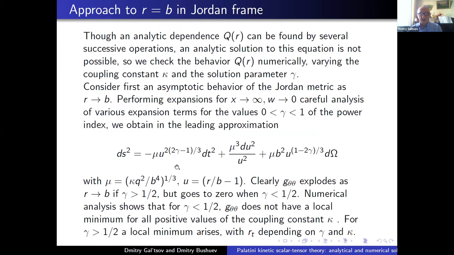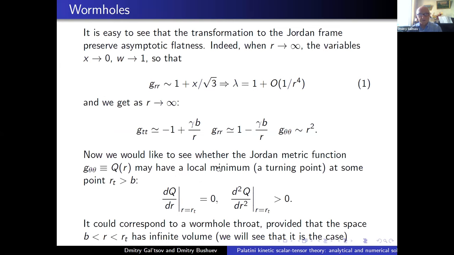Now, what we are looking for. First, we want to know whether there are wormholes. The Q is a function which is the square of the radial function, that is G theta theta. So we try to solve this equation analytically, and this is also not very helpful because the equations are analytic but complicated, and the function contains roots. Neither Maple nor Mathematica can simplify those equations and the answers. So we check whether this function G theta theta may have a local minimum.